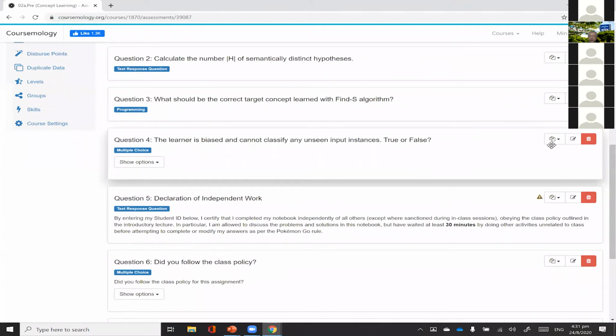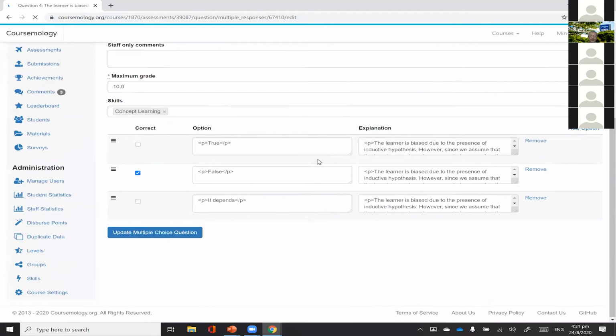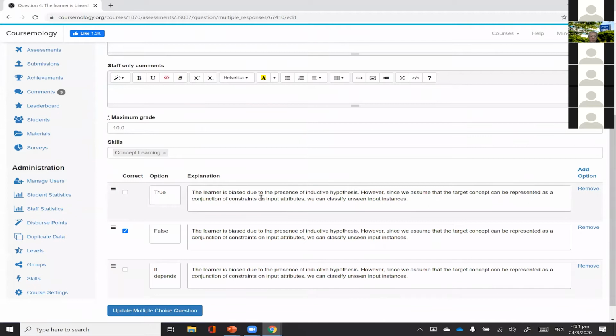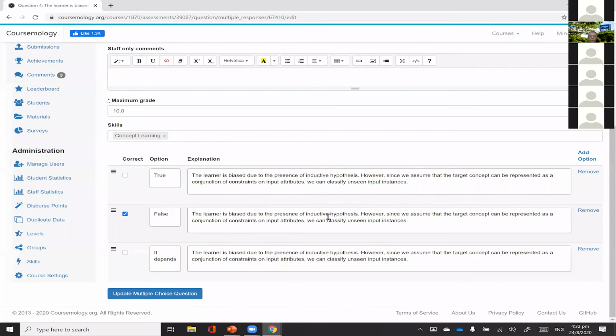Okay, so let's take a look at this question. It says the learner is biased due to the presence of inductive hypotheses. Again, this should be inductive bias, right? So that's what we mean there. Hopefully that is the only thing that we need to clarify, that this was the wrong word. It's not inductive hypotheses, right?